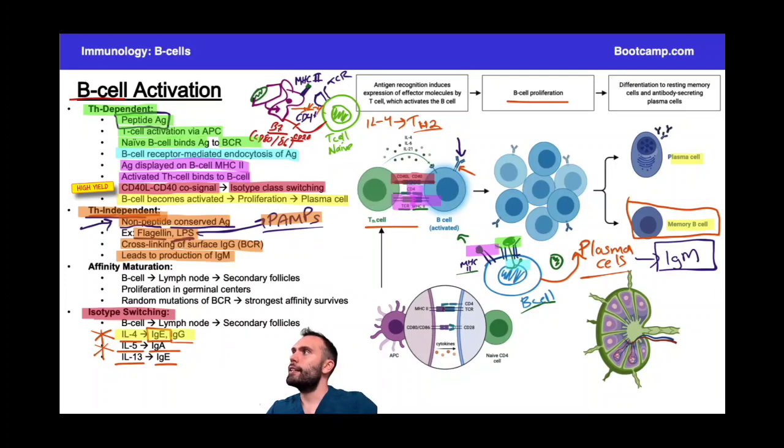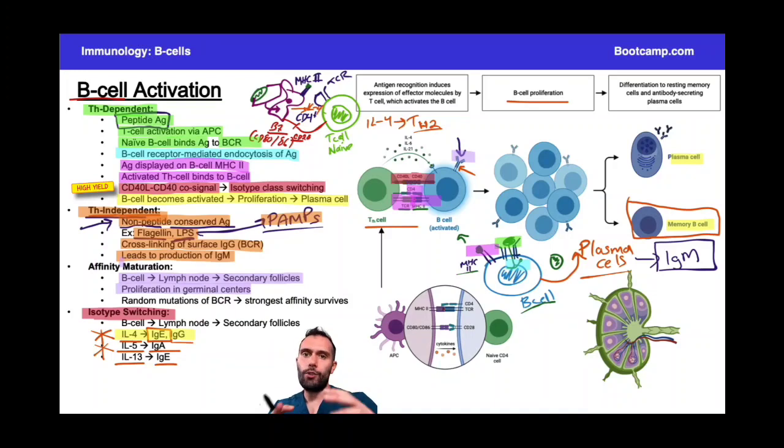Now, the last thing on here is affinity maturation. So what is that talking about? Affinity maturation is essentially talking about the B cells that have these variable regions up here that bind to specific antigens. What we want to do is make that binding as strong as possible. Once this interaction occurs with the T cell and the B cell, at some point these B cells will eventually migrate to a lymph node and, like we said, go into the secondary follicles, and you'll have your germinal centers that are going to have proliferating B cells in there.